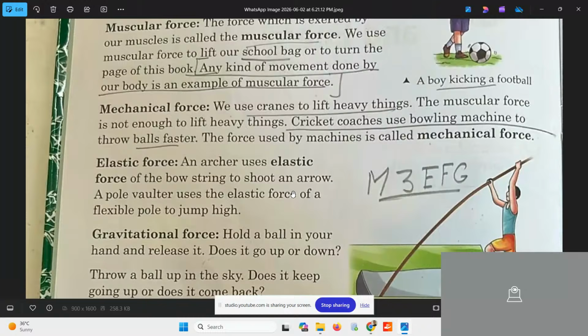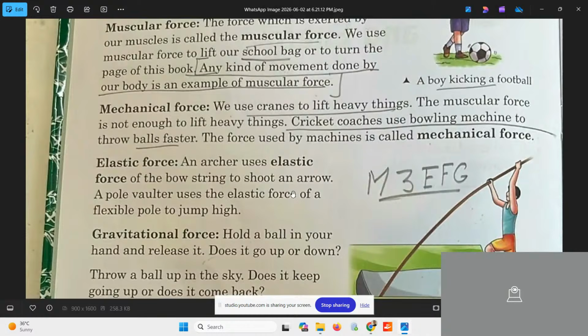What is elastic force? An archer uses the elastic force of a bow to shoot an arrow. A pole vaulter uses the elastic force of a flexible pole to jump high. I will explain how it works. When an archer pulls the bowstring, he transfers his force from the muscles to that string, and he holds that energy there.